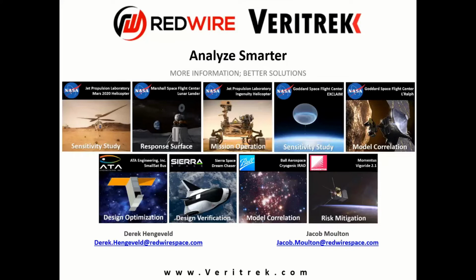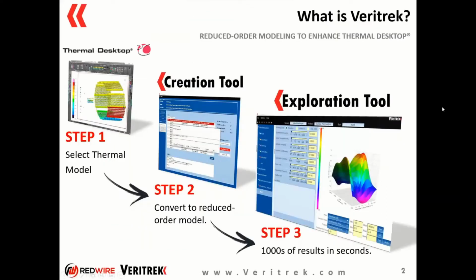On the bottom row here, again, some commercial customers: ATA Engineering used Veritrek for a design optimization for a CubeSat. Aerospace used Veritrek on their Dream Chaser program. Ball Aerospace used it, again, for rapid thermal model correlation. And then Momentus recently used it for risk mitigation on their Vigoride 2.1. So just a sampling of customers using Veritrek, using reduced order modeling for their thermal analysis. With that, I'm going to jump into some more high-level details of what Veritrek is and how it works.